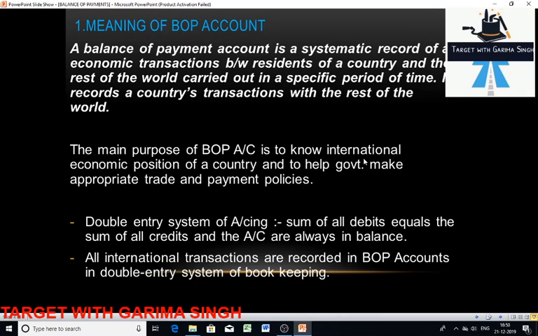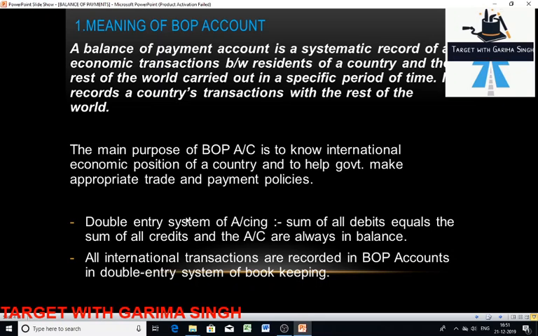The main purpose of the BOP account is to know the international economic position of a country. After knowing that, it helps the government in making appropriate trade and payment policies. It follows the double entry system of accounting, where the sum of all debits is equal to the sum of all credits.